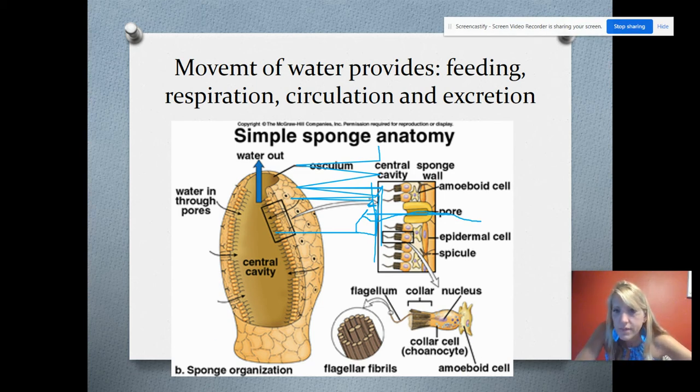This is an amoeboid cell right there that would digest any food that gets absorbed. So the water goes in, and they absorb right away any food that would be in the water that they're able to absorb and take in.